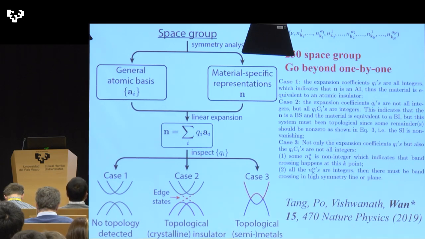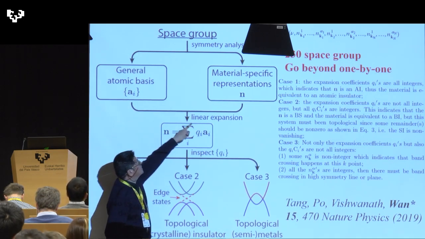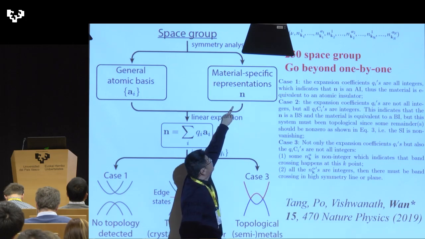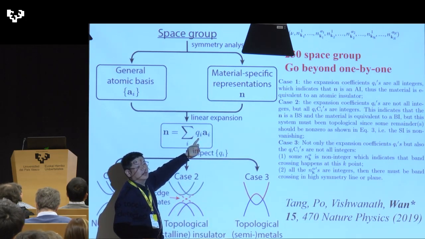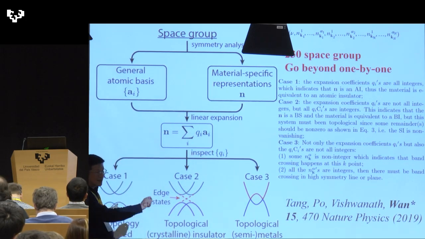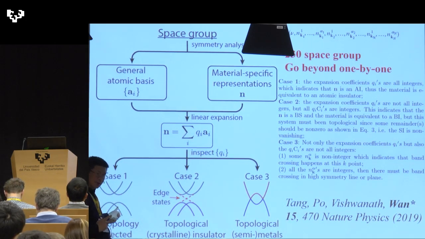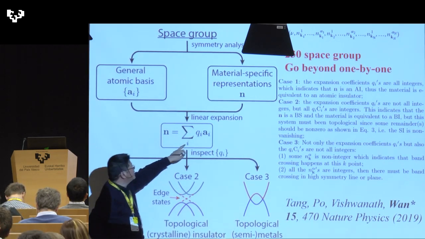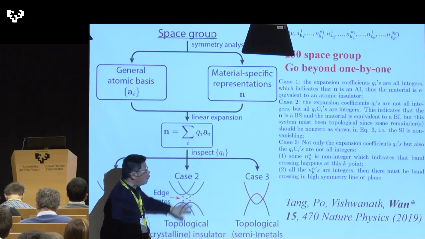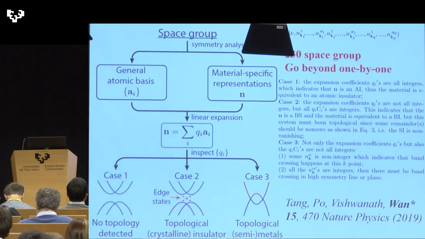And then we got this one, and then using this one to expand this one. If this Q is an integer, they have a possibility to directly go back to the atomic limit. It's not definitely so, but they have the opportunity. If this is not an integer, they have no way to go back to the atomic limit. So that's the idea. It's very simple and also very efficient.